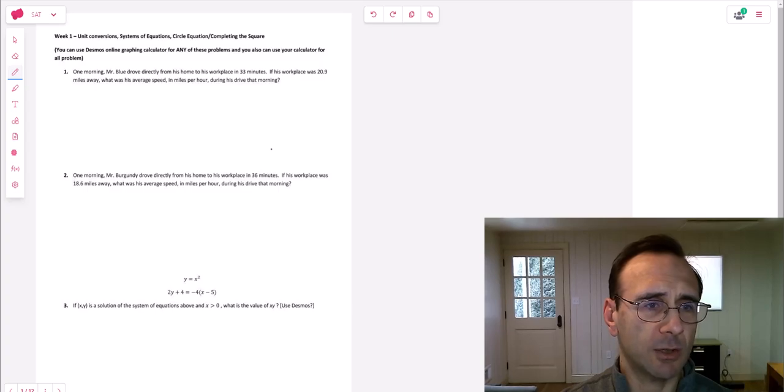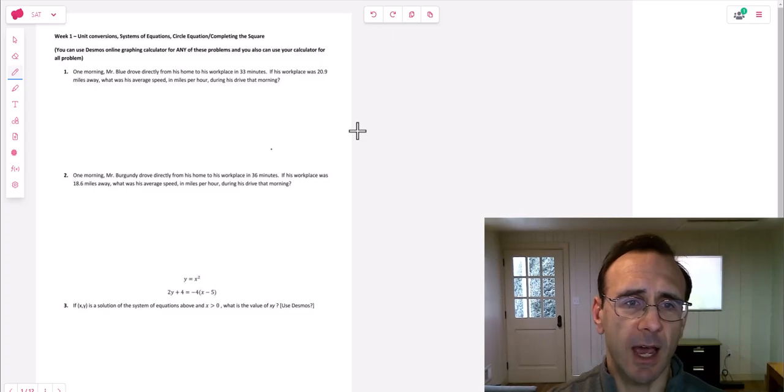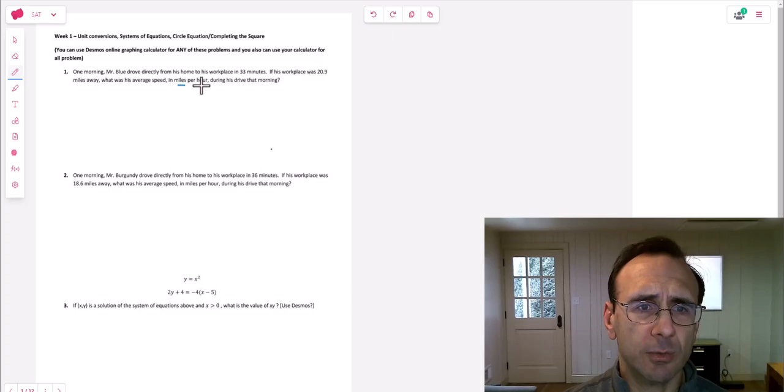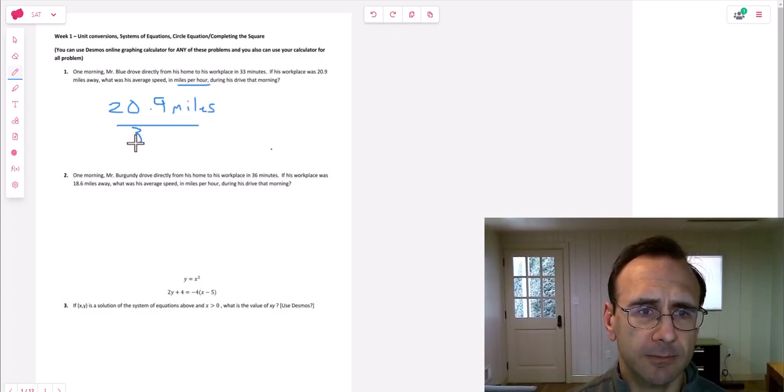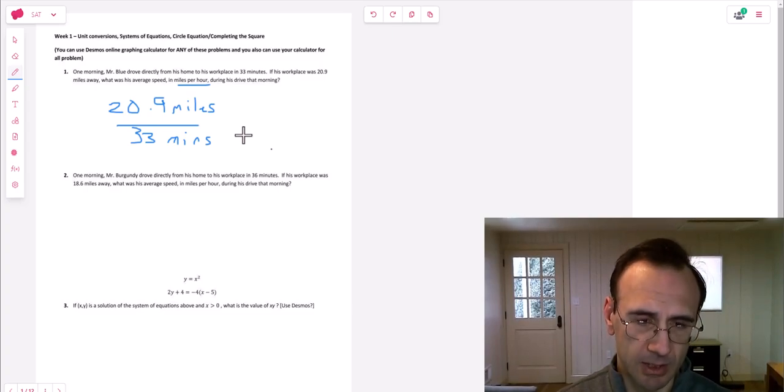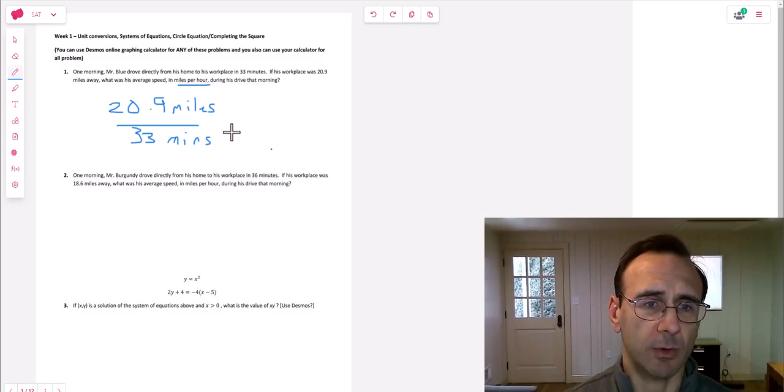So number one is a unit conversion. Mr. Blue drives for 33 minutes and it's 20.9 miles. What was the average speed in miles per hour? So the units are super important. Miles per hour. We can do 20.9 miles over 33 minutes. And if you divided that out, you would get miles per minute, which is not exactly what we want. So there is one more step.